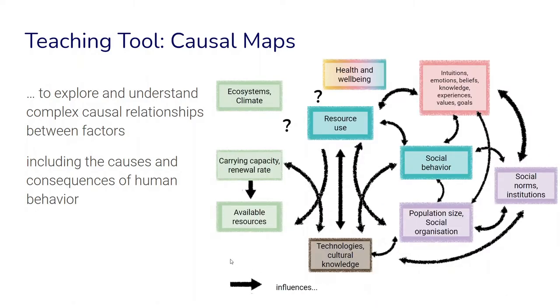Here's an example of a causal map that we will also be looking at again later in the module that helps us understand the complexities in a particular sustainability problem, where we might look at certain human behaviors that have to do with how we use resources or consume certain products and technologies, maybe also the role of our social behavior in influencing how we make decisions and how we relate to others. How does all this affect our available resources, and ultimately, how does all this affect our health and well-being, and also the well-being and resilience of ecosystems and the climate, for example.